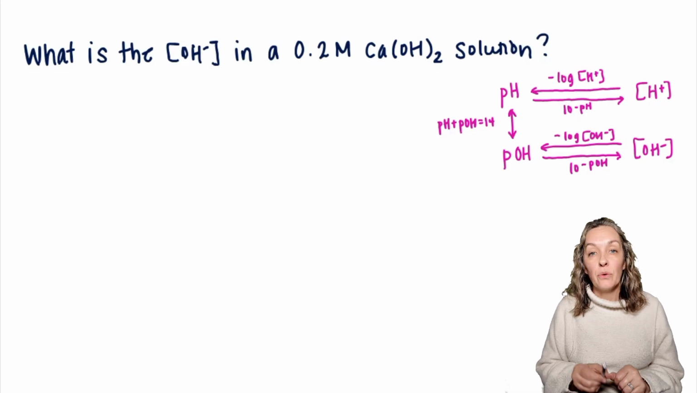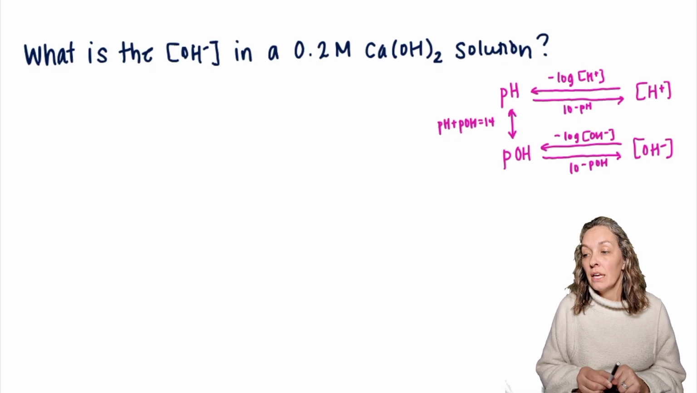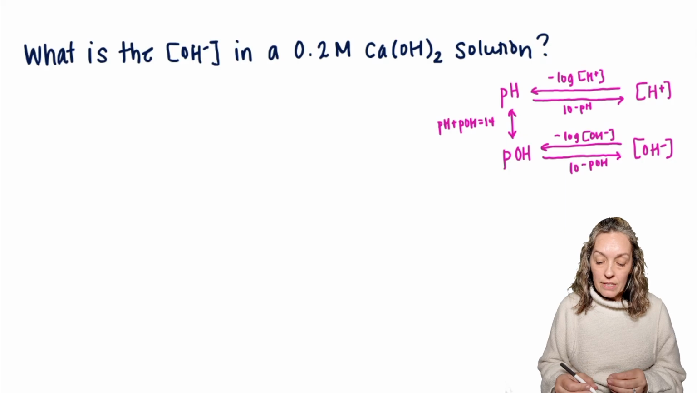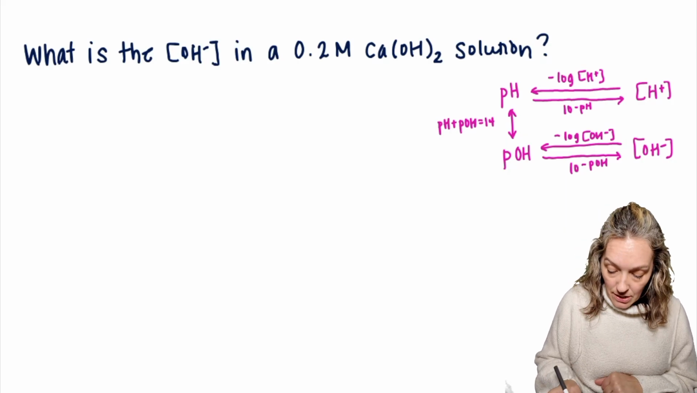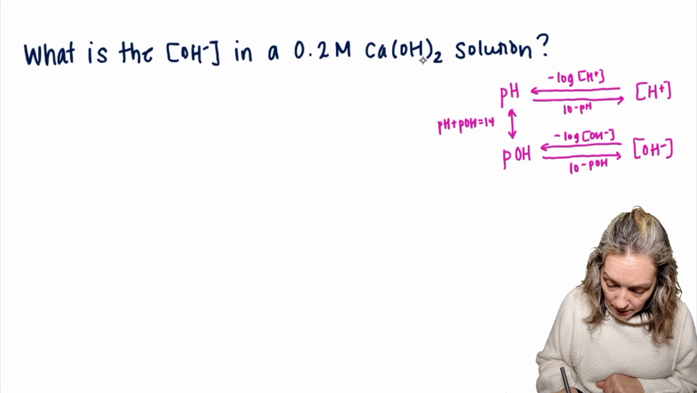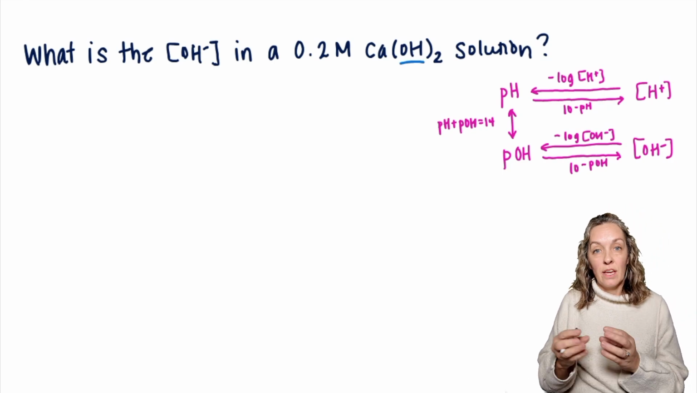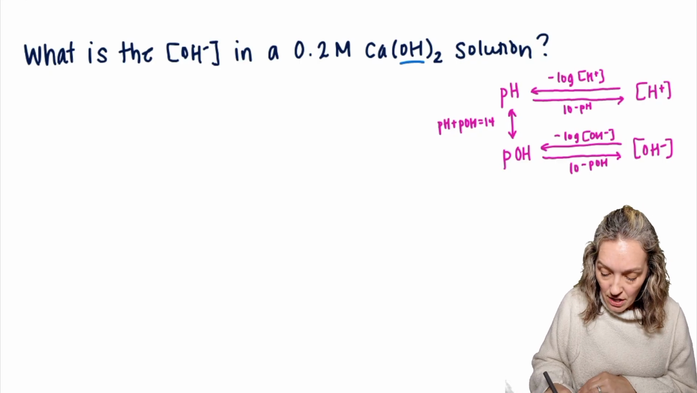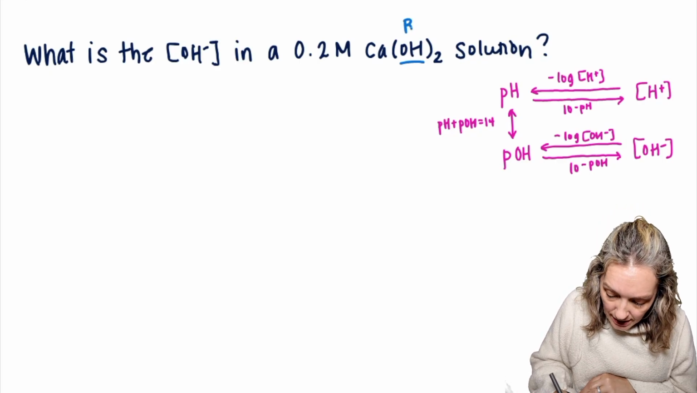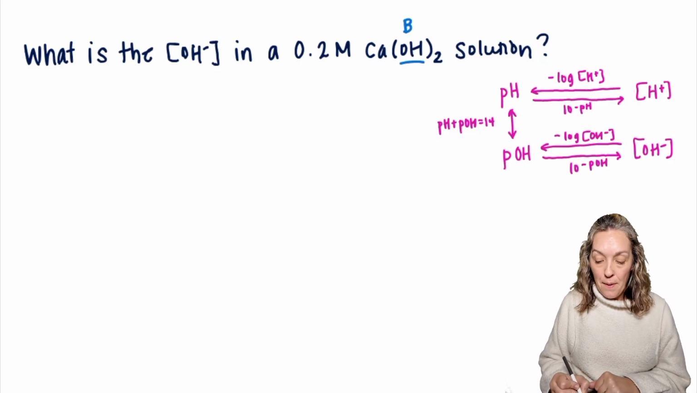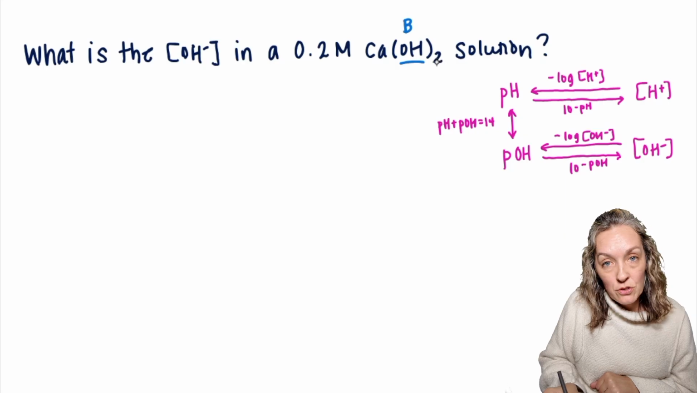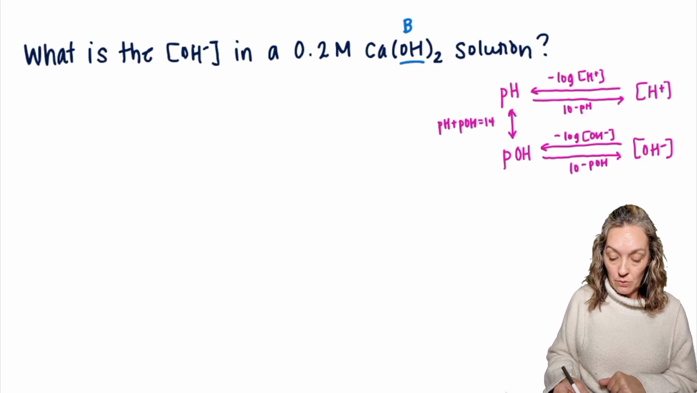This time, I want to know the OH minus concentration in a 0.2 molar Ca(OH)2 solution. Just like before, we need to first determine if this is an acid or a base. So when I look at my formula, I see OH on the second half of the compound, which indicates that it has a negative charge. So my OH negative tells me that this is going to be a base. Now, if you notice, this indicates that we have two OHs. This is an important consideration.